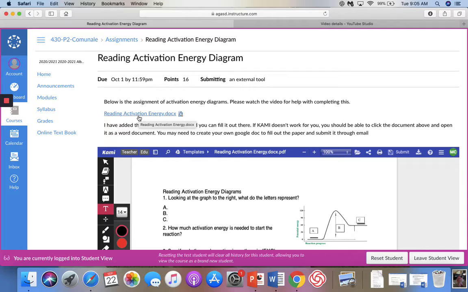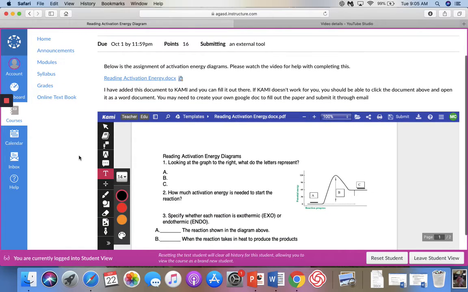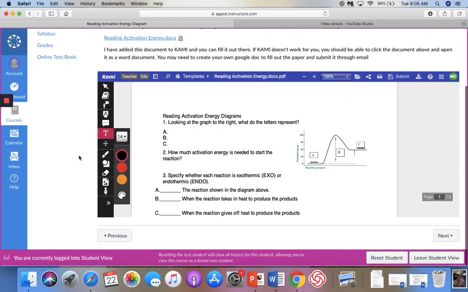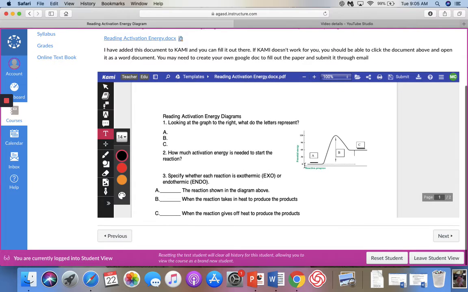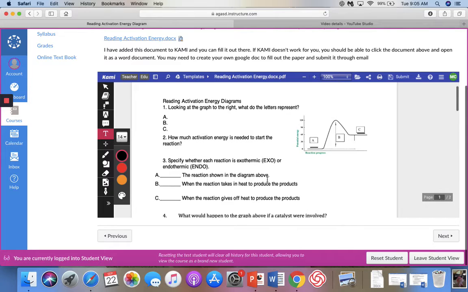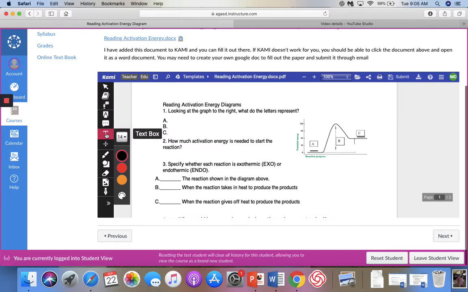I believe you'll have to create a separate document and probably email it back to me to turn it in if you do it that way. Ideally, it'll pop up looking something like this. You might have to allow it access to your Google Drive and there would be a button in the middle. It would prompt you to do that if you need to. So when you're using Kami, you want to have this tool highlighted over here, that's a text box, and you will just click somewhere on the document and you'll be able to write.